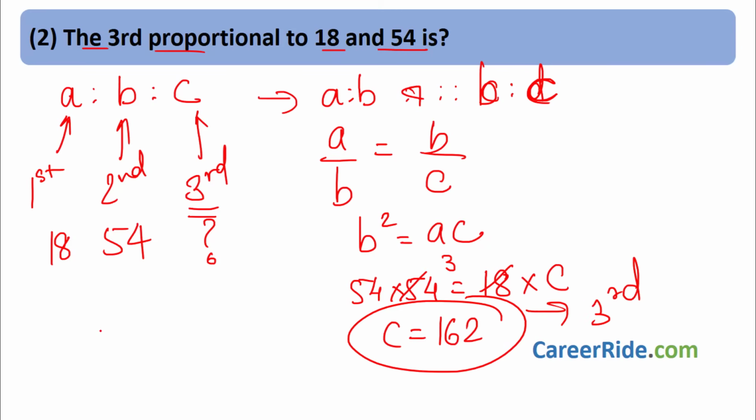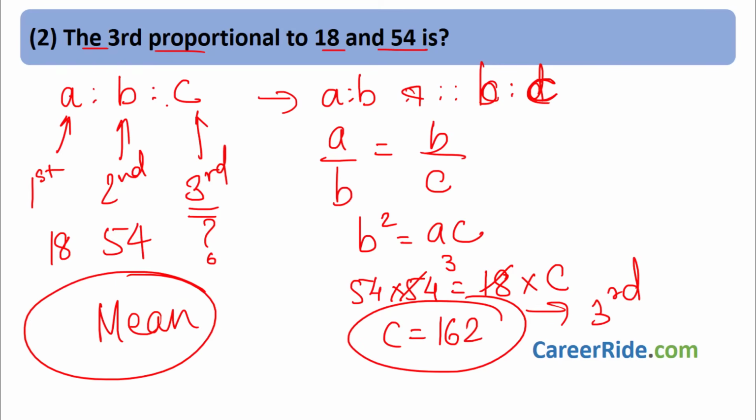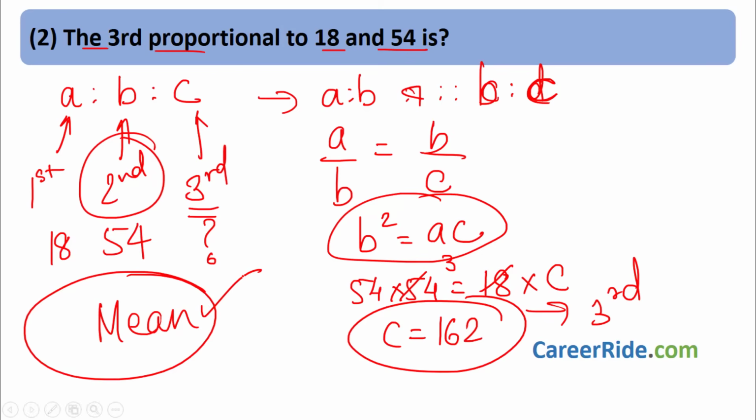Sometimes they might ask you to find what is the mean proportional. Now in A is to B is to C, the mean proportional is the second one, right? That is, we have to find the value of B, and we already know this can be written as A upon B equal to B upon C, and that is nothing but B square equal to AC. So you can get the value of mean proportional also.